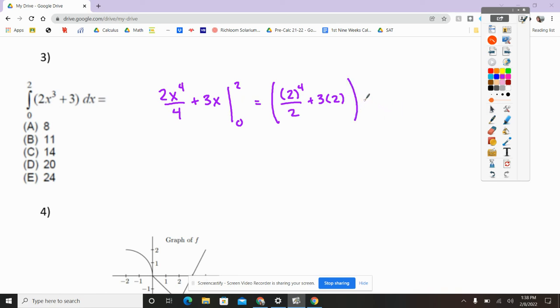And then all of this minus, make sure you put the parentheses here, 0 to the 4th over 2 plus 3 times 0. Since all of this is 0, we can just forget about it and cancel it out. And then this would give us 2 to the 4th power would be 16 over 2 plus 3 times 2 is 6, which gives us 8 plus 6. So the answer would be 14.